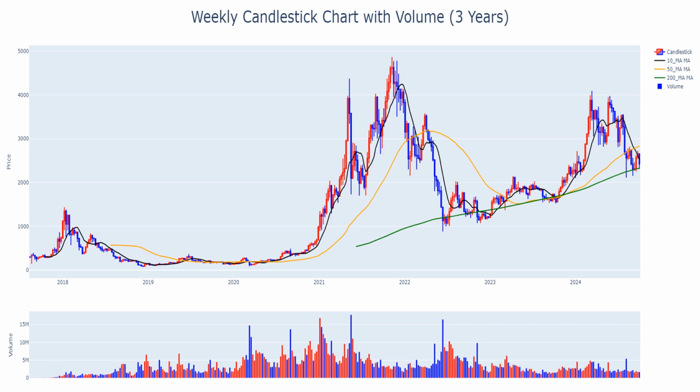If ETHUSDT fails to break above key resistance levels, a further decline toward the 2,400 or 2,260 levels could be imminent. However, if it manages to gain momentum and break 2,500, the next target could be 2,700. Investors should closely monitor the short-term technical signals before making any significant moves.